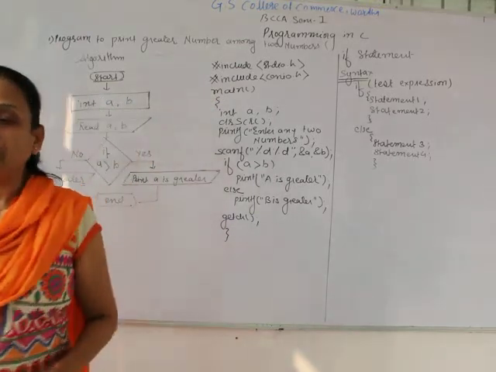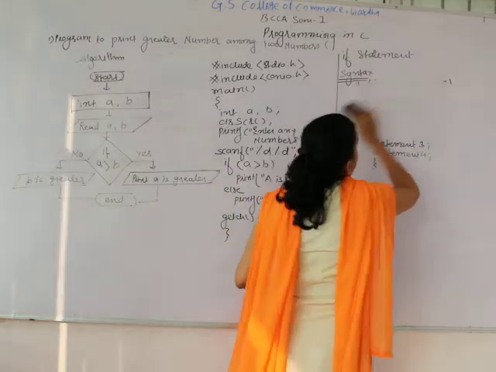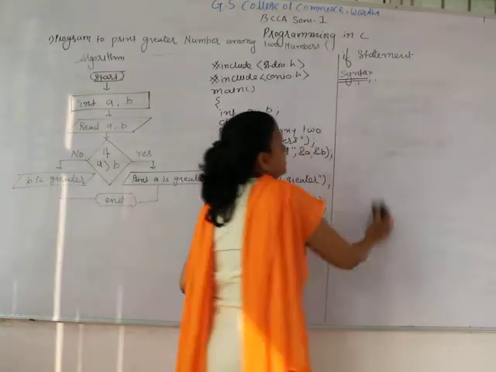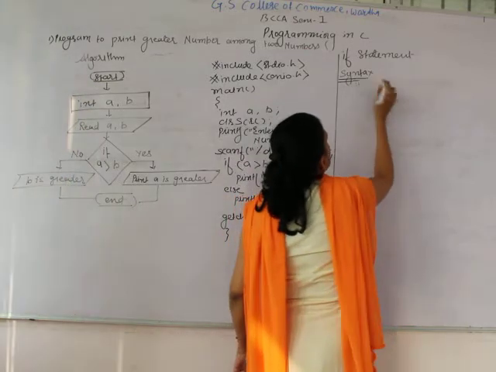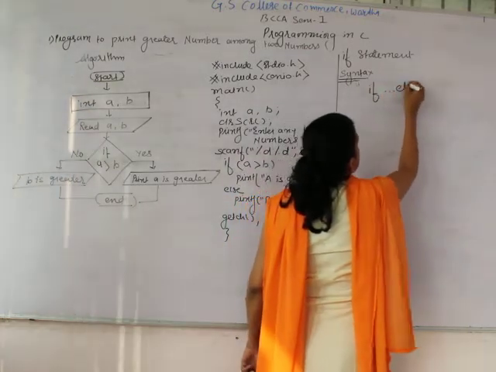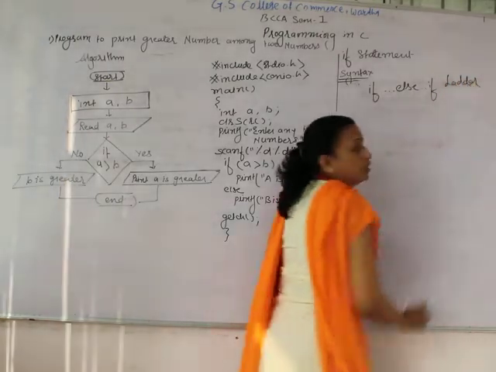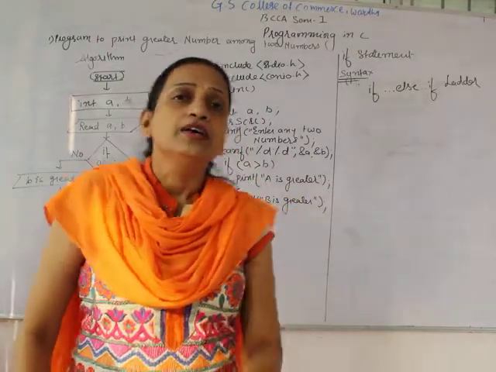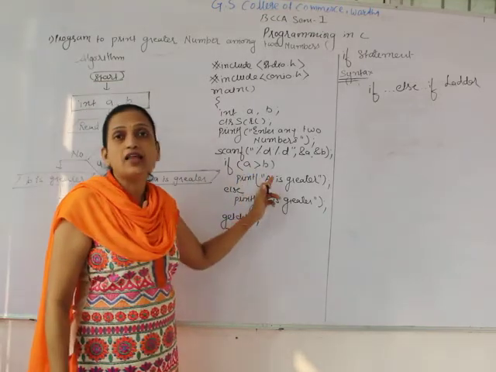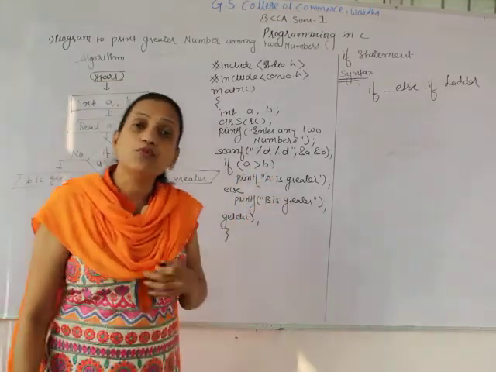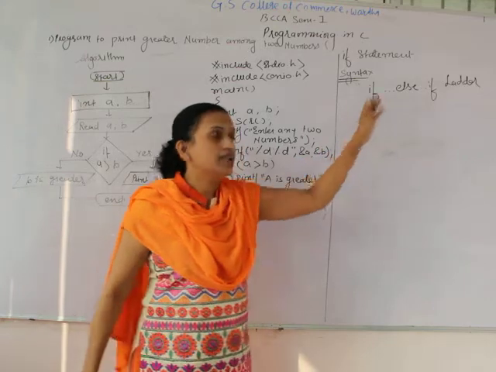Okay? So now I am going to explain another type of if statement, which is also known as the if else if ladder. Okay? So what is if else if? Now see, in such kind of statement you have specified only one condition. But if you specify more than one condition, then in that case you have to use the if else if ladder.